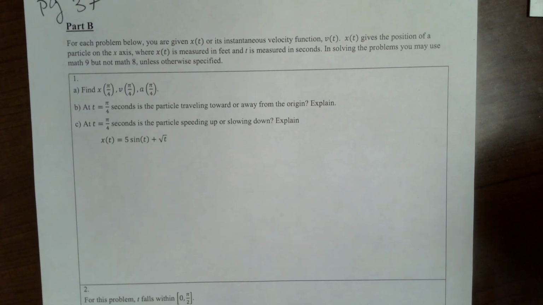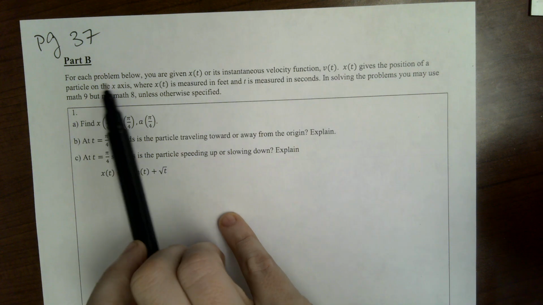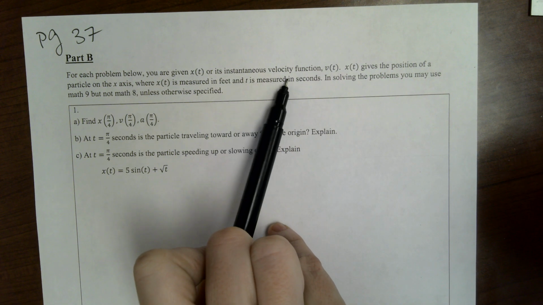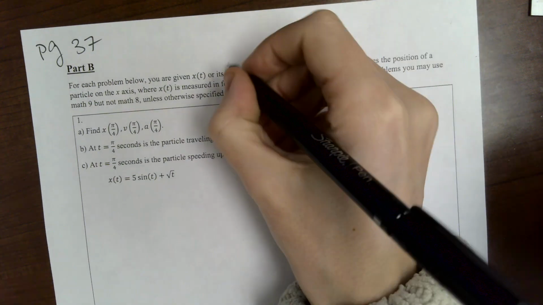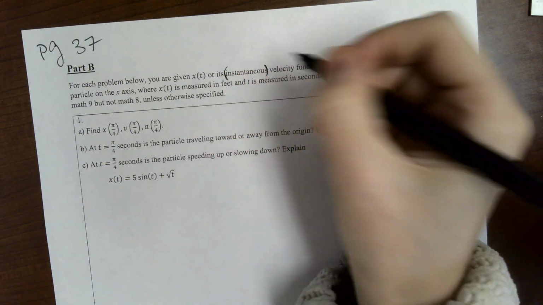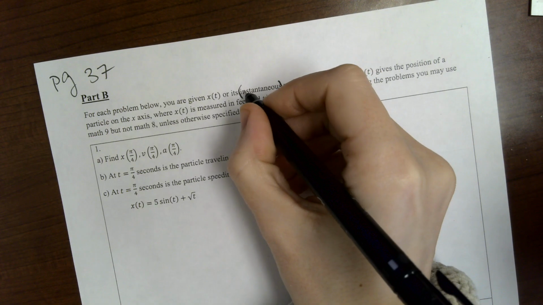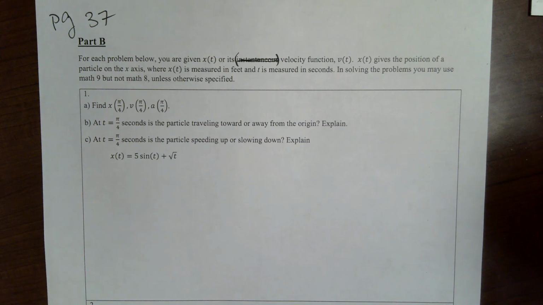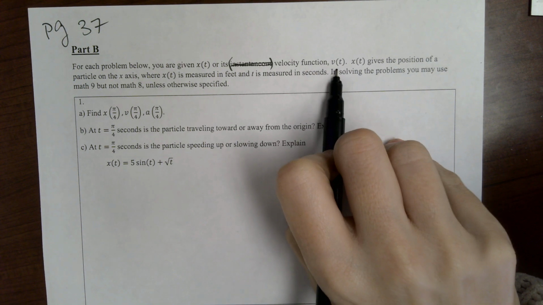So we're going to find, oh, actually I should read the directions. For each problem below, you are given x of t or its instantaneous velocity function v of t. And guys, instantaneous, I will put that in parentheses because we don't have to write it. Or maybe we should just cross it off. That's redundant. Velocity is instantaneous velocity, or its velocity function v of t.